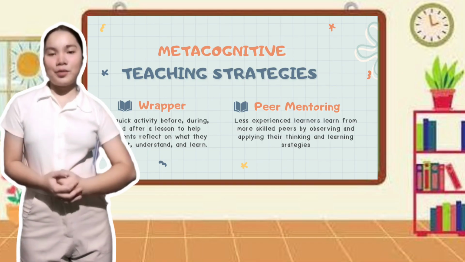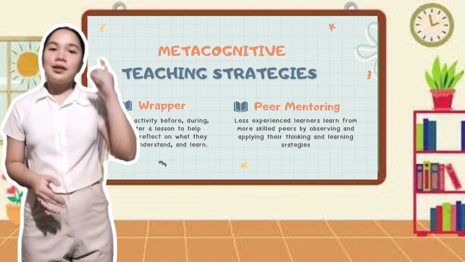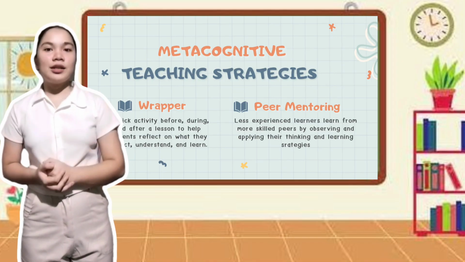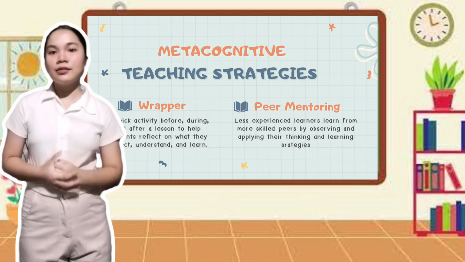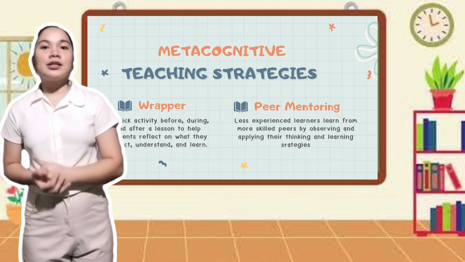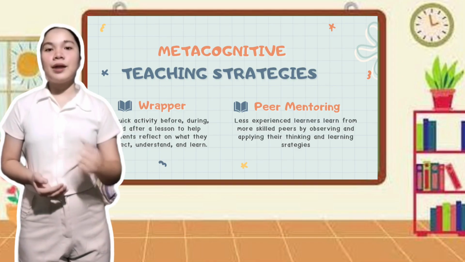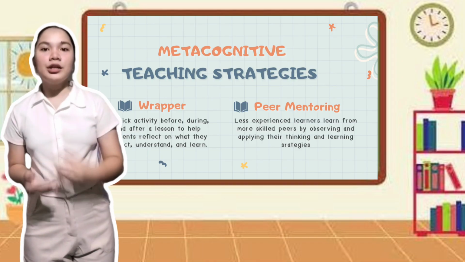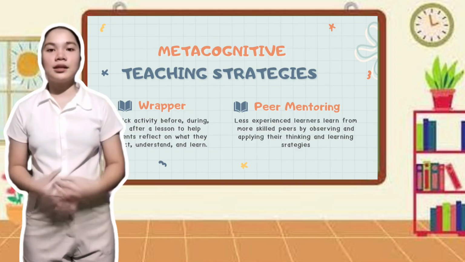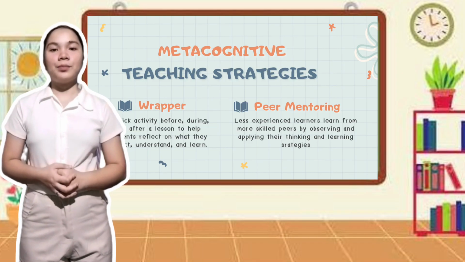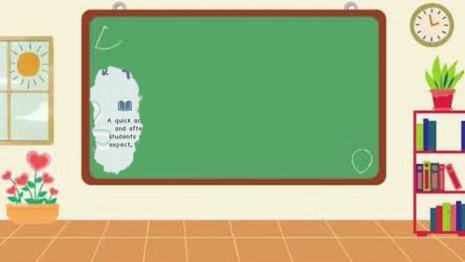So, in summary, we can use think aloud to hear our thoughts, journalizing to reflect, error analysis to learn from our mistakes, wrappers to check our learning before and after tasks, and lastly, peer mentoring to help and be helped.